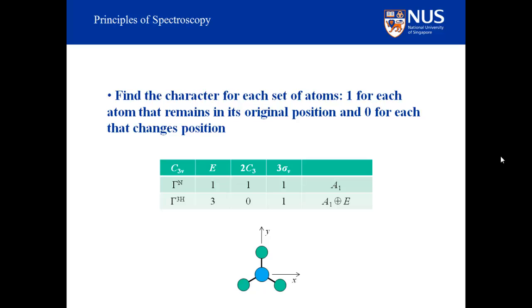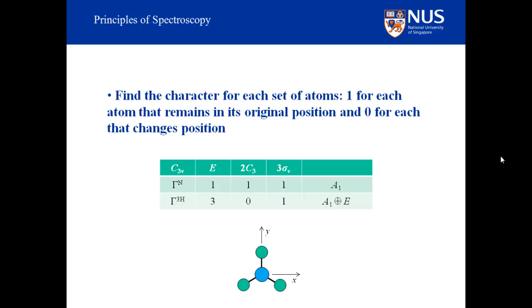Next we need to find the character for each set of atoms. This is determined by adding 1 for each atom that remains in its original position and 0 for each that changes position. The table gives the representation for the nitrogen atom, which is left unchanged by each symmetry operation as it is at the centre of symmetry of the point group. Therefore its character under each symmetry operation is 1, and the resultant representation is the totally symmetric representation A1.